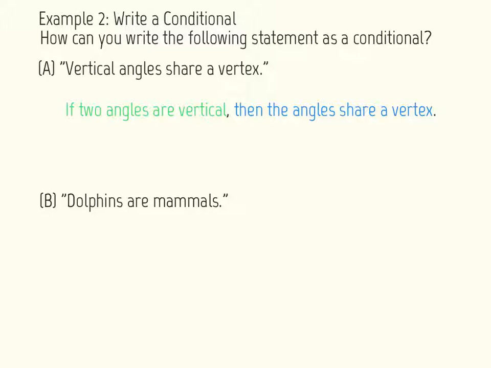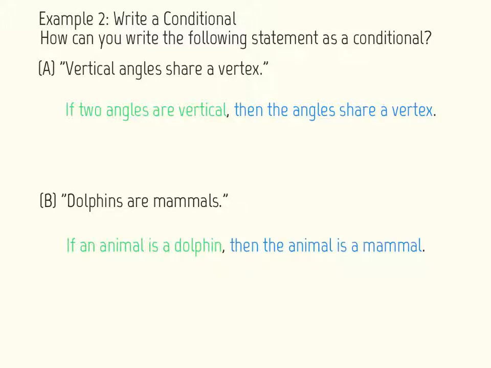For part B, dolphins are mammals. So again, I'm going to try to break this up into an if-then statement. So I'm going to start with, if an animal is a dolphin, then the animal is a mammal. Okay, so just split it up however you can to make it an if-then statement.